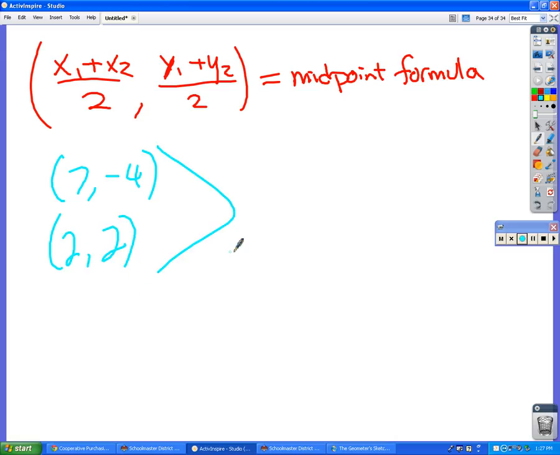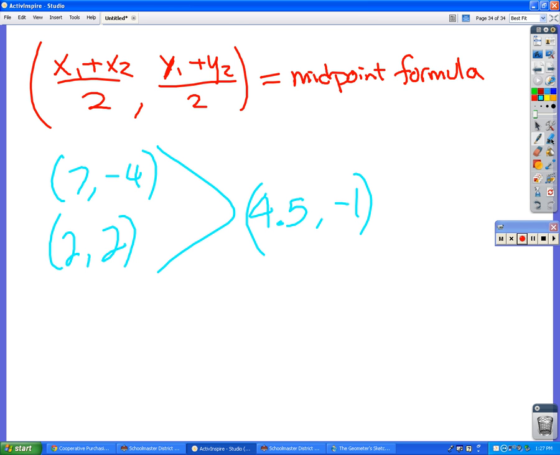Okay, so if I want to find the midpoint of those two things, I add the x's together. 7 and 2 is 9. And then what do I do with that? Divide it by 2, and that gives me 4.5. Then I take the y's, add them together, and get negative 2. Negative 4 plus 2 is negative 2. And if I divide that by 2, I get negative 1.